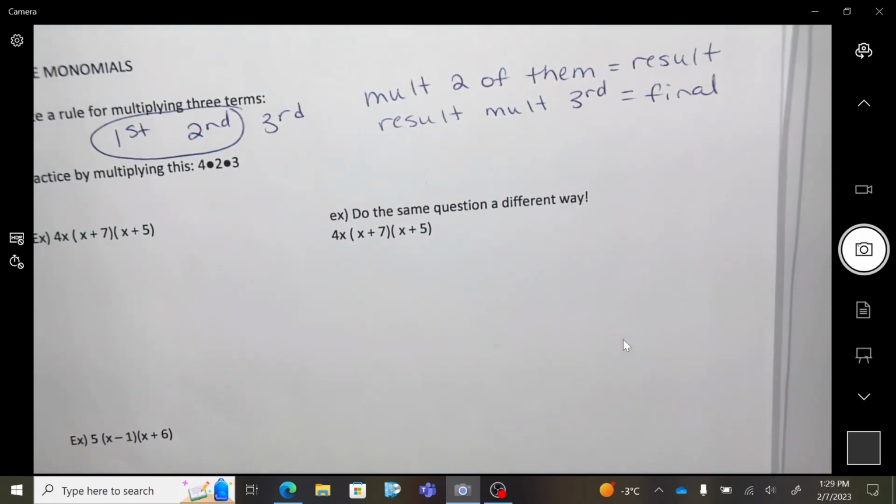Okay, does that make sense if I'm saying it like that? You're going to pick 2. It doesn't matter. You just pick 2 of them, do that, finish that, then go to the 3rd thing.